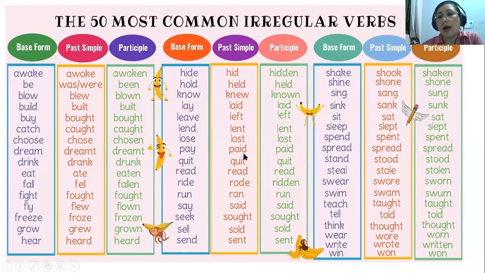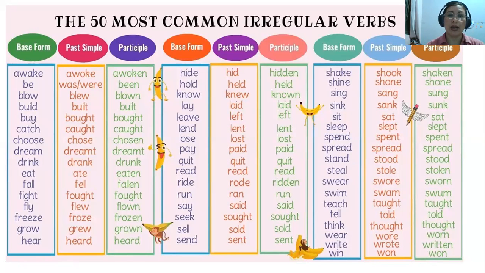¿Por qué razón? Why? Because they are irregular and they have a different base form, a different simple past, and a different participle. Son totalmente diferentes, ¿verdad? No es como los regulares, that you know that you add ed. En los regulares sabemos que agregamos ed al past simple, and the participle is the same, y el participio es el mismo. But in irregular verbs, no, that's completely different. Es diferente, ¿verdad? So we need to learn them by heart. Nos tenemos que aprender de memoria.